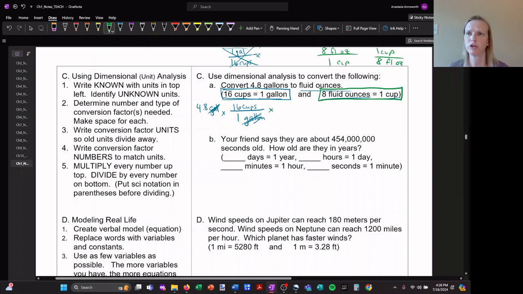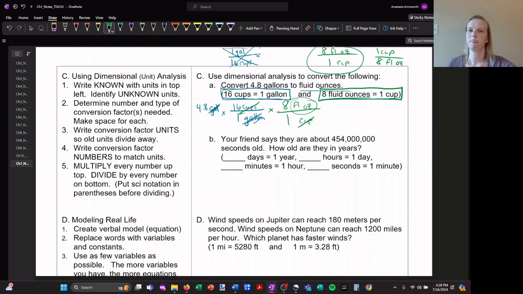So I'm going to choose this version. I want to get rid of cups by dividing them away. 8 fluid ounces is the same as 1 cup. I want to divide the cups away so that I only have fluid ounces left in my final answer.